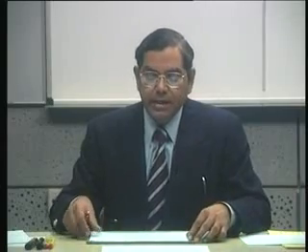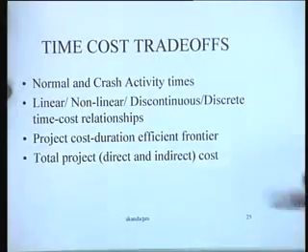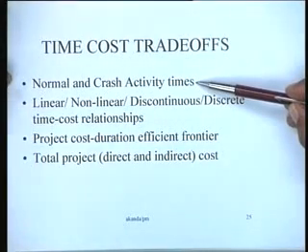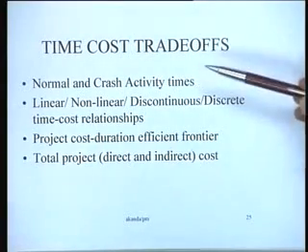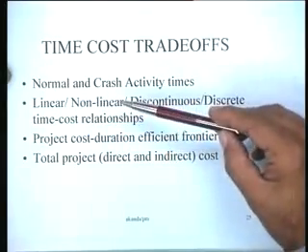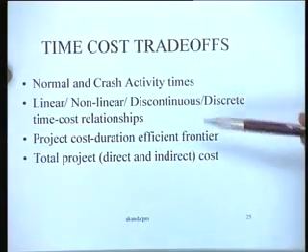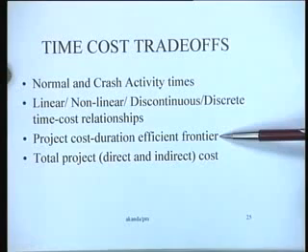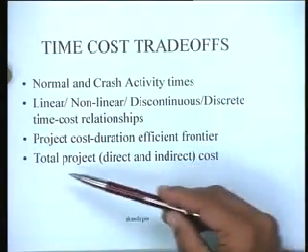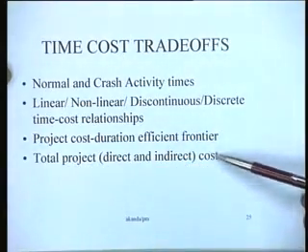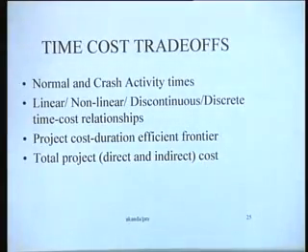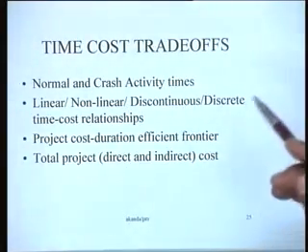So in that sense, this provides some very useful guidelines to management on how the project is to be done. In time cost trade-offs, for instance, our concern is with trying to identify the flexibility in activity durations. So we talk about normal and crash activity durations. There could be various kinds of relationships: linear, non-linear, discontinuous, discrete time cost relationships. And the objective is to discover ultimately the project cost duration efficient frontier, and from here to identify the total project cost consisting of both the direct and the indirect costs. So there are a number of procedures available for doing this kind of thing.